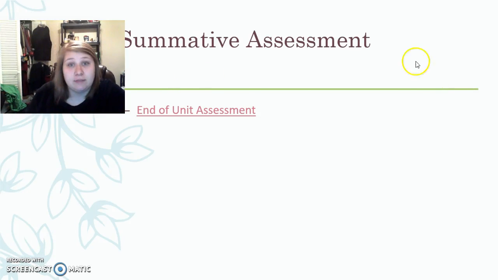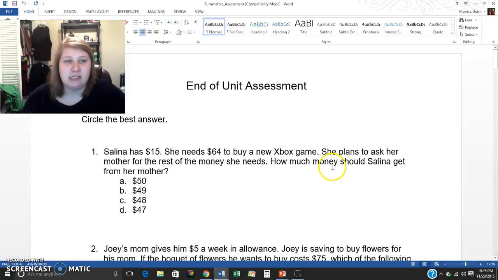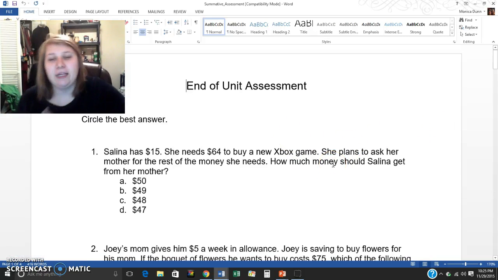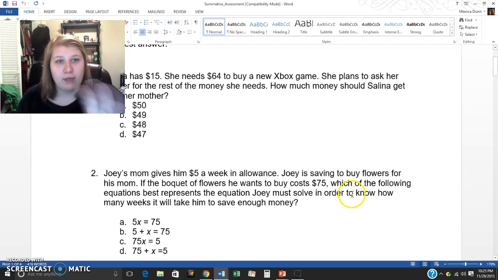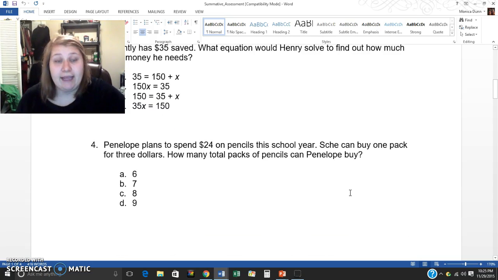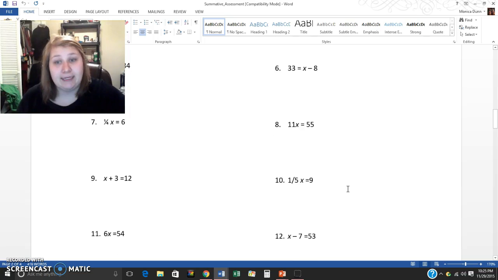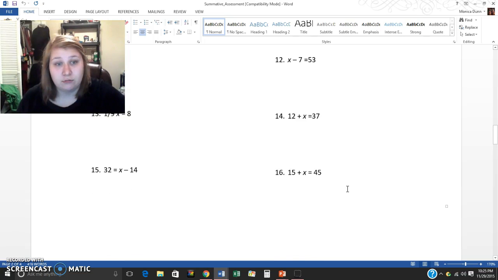And then the next one is the summative assessment. And my summative assessment is sort of long. It looks long. It's only 18 questions. I started out with some multiple choice questions. And I mixed in, I think there's 2 p plus x equals q and 2 px equals q. And then I did some more of the short answer.